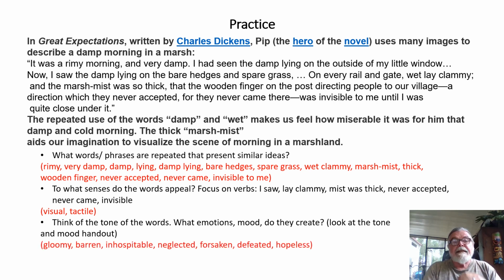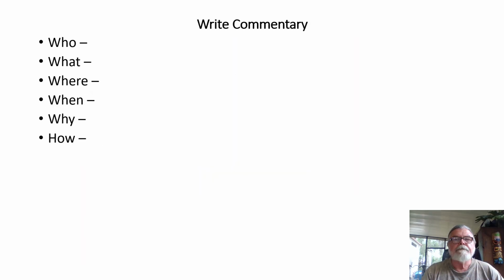So I looked at it and I said, well, gloomy, barren, inhospitable, neglected, forsaken, defeated, hopeless. So these are the words. They're not in the text, right? Because we're making an inference. That's what commentary is. These are the words that describe the words the author uses and how I feel as I read them, because I'm making an inference. One sentence doesn't do it. More than one sentence. Let's look at the example.